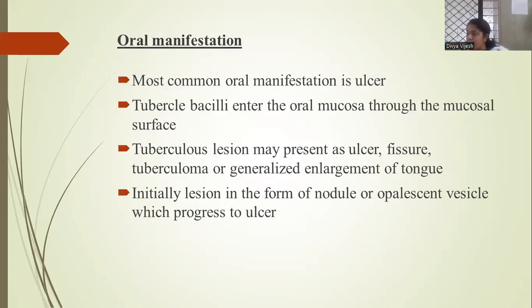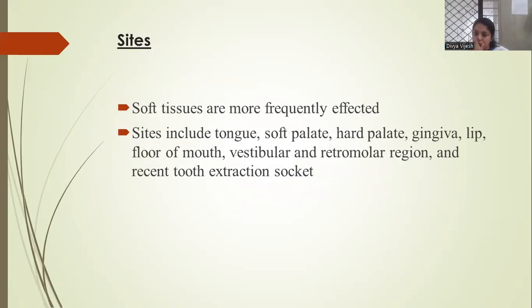And coming to the oral manifestation of tuberculosis, the most common oral manifestation, as I said, is ulcer. Tuberculous bacilli enter the oral mucosa through the mucosal surface, and this lesion may present as ulcer, fissure, tuberculoma, or generalized enlargement of the tongue. Initially the lesion is in the form of a nodule or a pallid vesicle, which progresses to ulcer. Soft tissues are more frequently affected. Sites include mostly the tongue, and also the soft palate, hard palate, gingiva, lip, floor of the mouth, vestibular and retromolar region, and recent tooth extraction sites. But usually you can see it on the tongue.